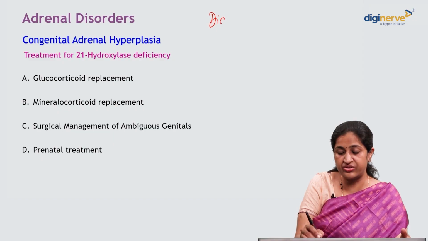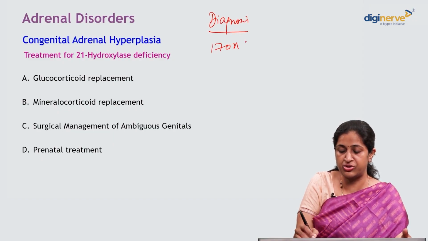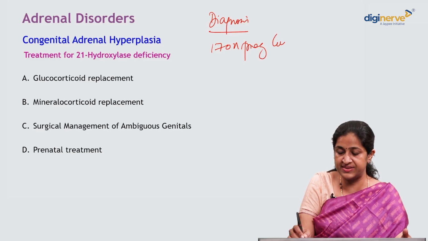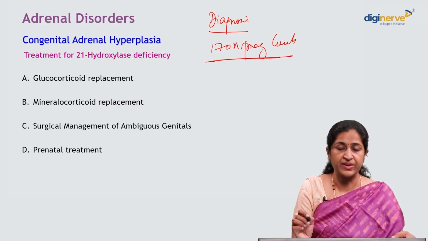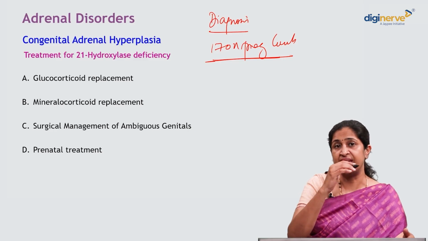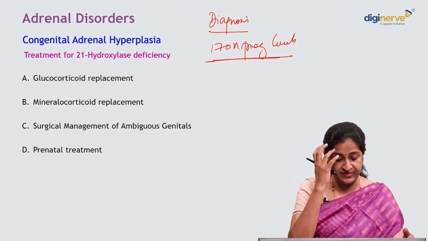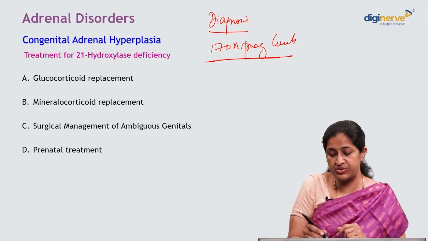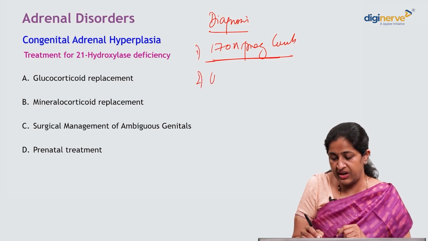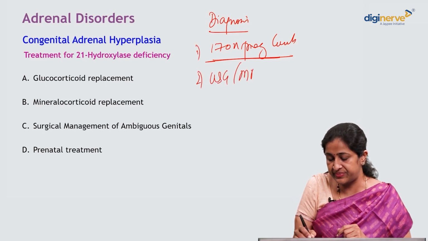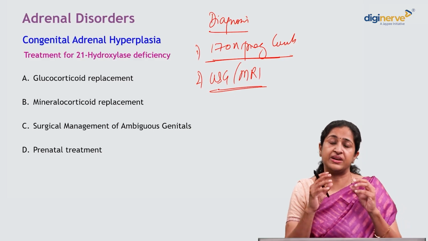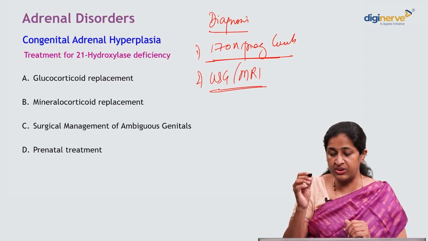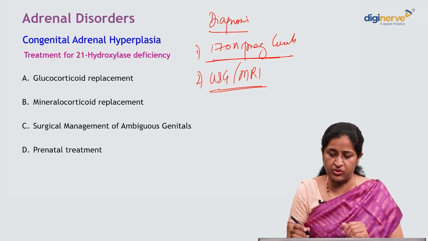Now, diagnosis of this is by the 17 hydroxy progesterone levels you will do, and that will help you tell you whether the enzyme is deficient at which level. So with the 17 hydroxy progesterone levels, you can do ultrasound or MRI to demonstrate the congenital adrenal hyperplasia. Now remember, how do you suspect is very important.